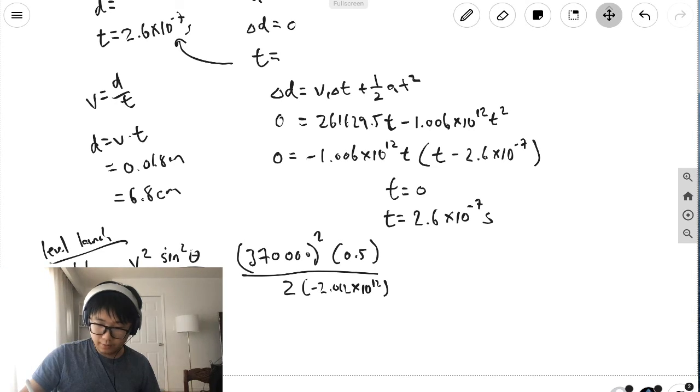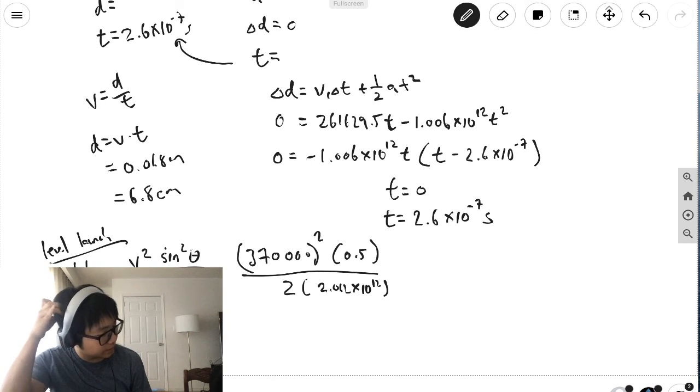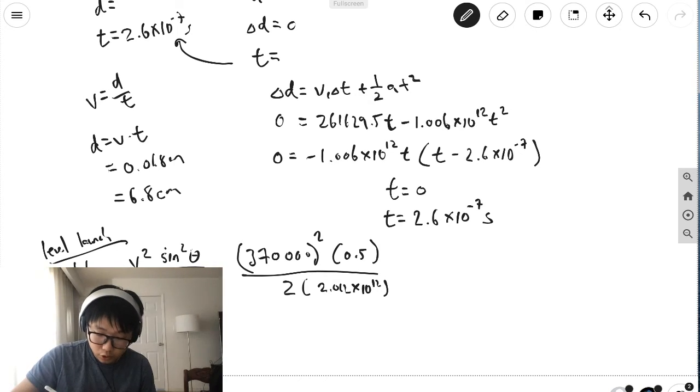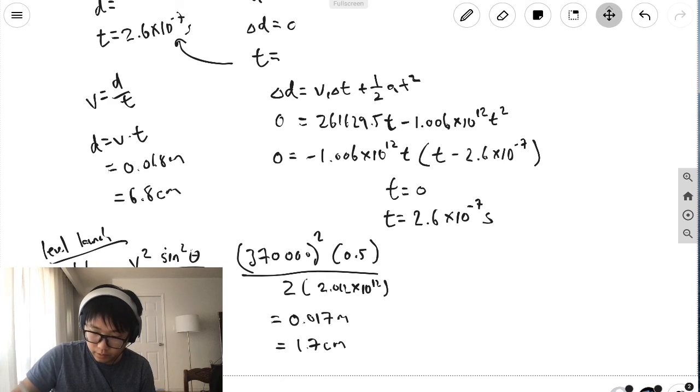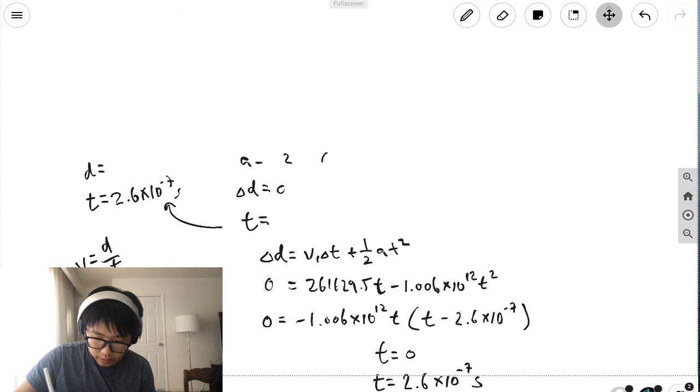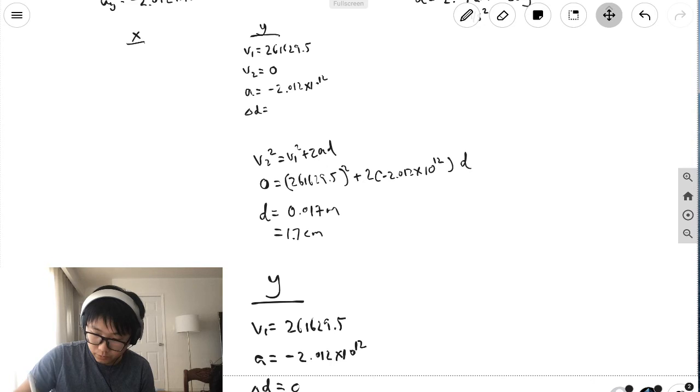Yeah, and for A, we don't really have to care about the direction of it, because this is only going to give you a magnitude right here, right? Because we're kind of blending in all those angles and stuff in here. So we do see that we get 0.017, and that's in meters. So that's going to be 1.7 centimeter. And I believe that's what we got last time. Yeah, that's what we got.